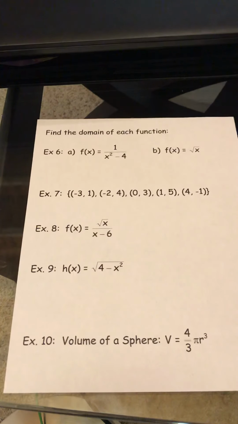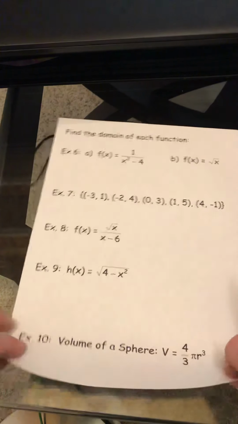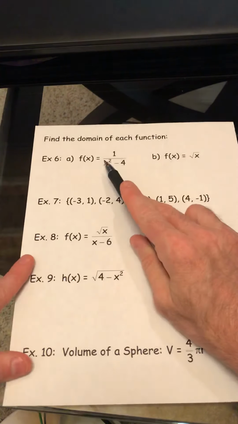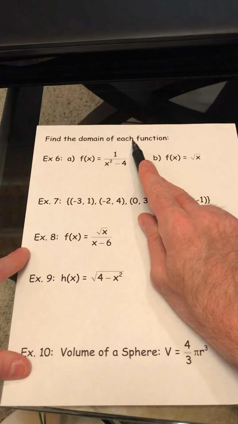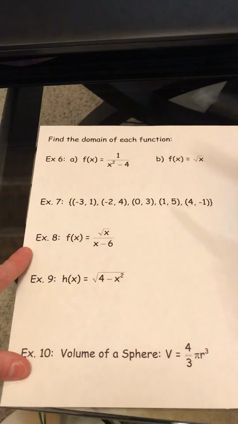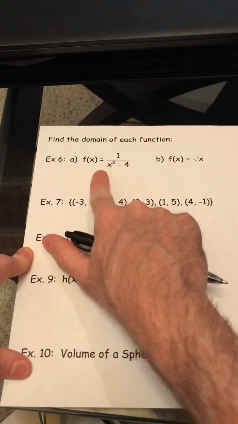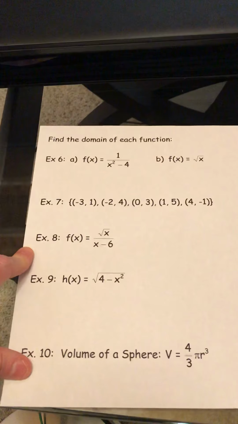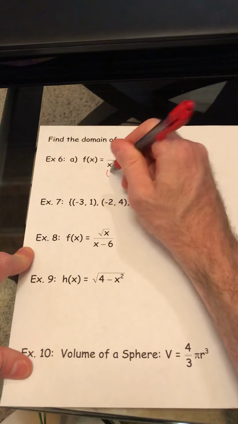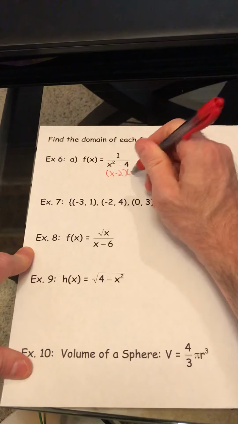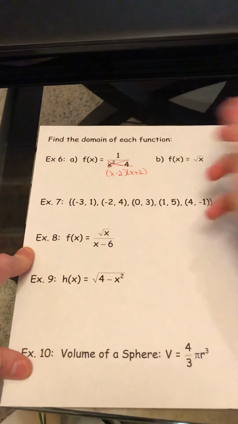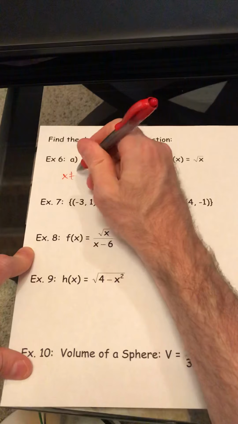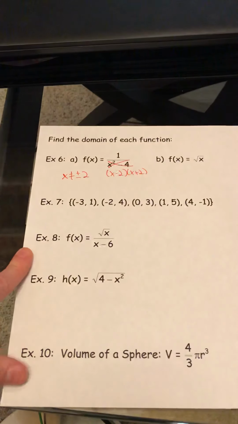All right, coming back to something we've talked about, with restrictions. Now we're going to even talk about what those restrictions involve as far as the domain goes. So, for 6a, f of x equals 1 over x squared minus 4. Well, first thing I'm going to do is factor our difference of squares. Our restrictions are that x cannot equal positive and negative 2.